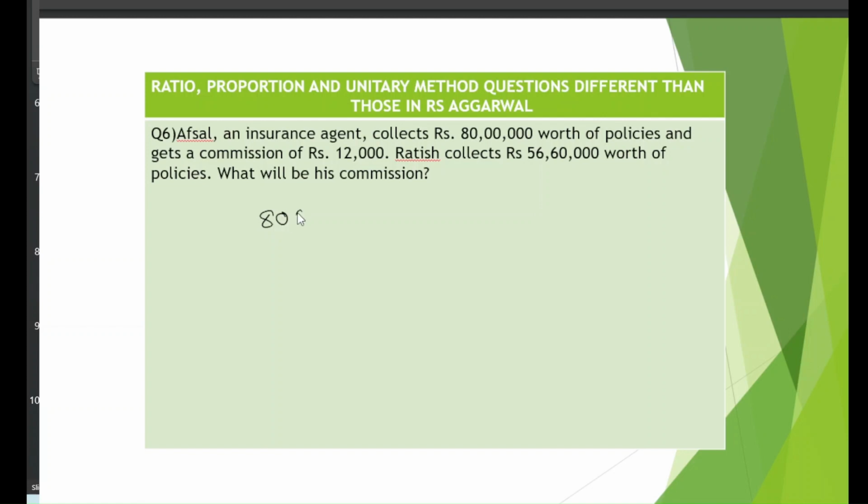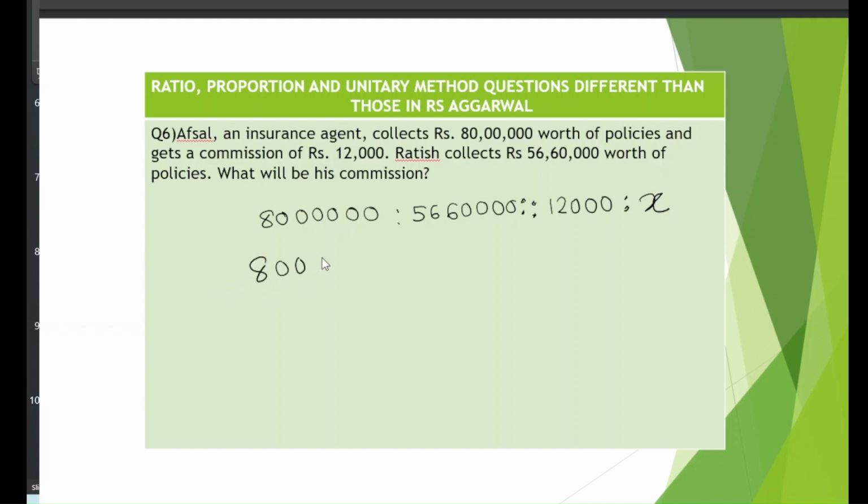80 lakhs is what Afsal is selling. What is Ratish selling? 56 lakhs 60,000 worth of policies. This is as 12,000 is what Afsal is getting in return. That is the commission that he gets for selling these many worth of policies. Now we don't know Ratish's commission. We'll take it as X. Now let's find out X.